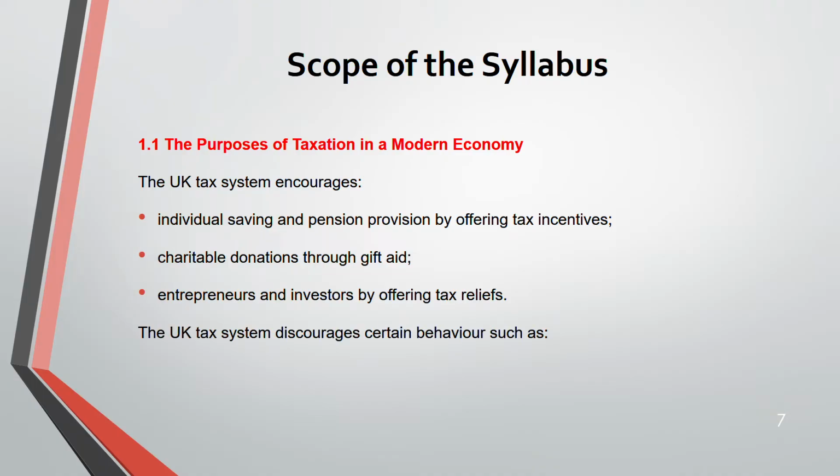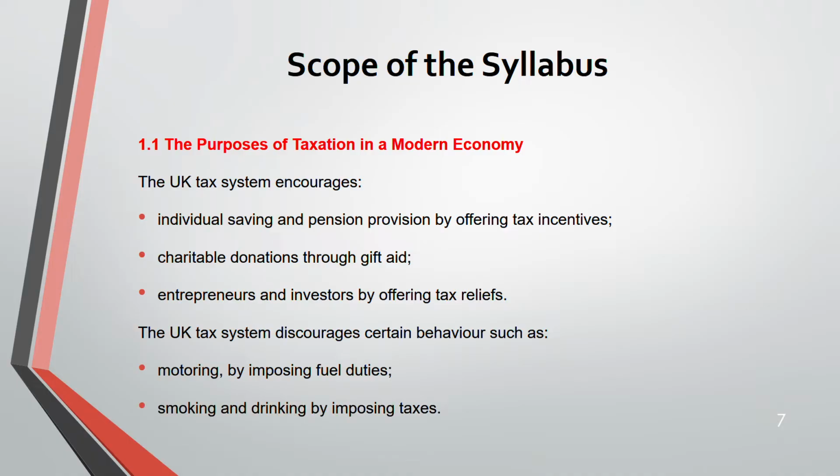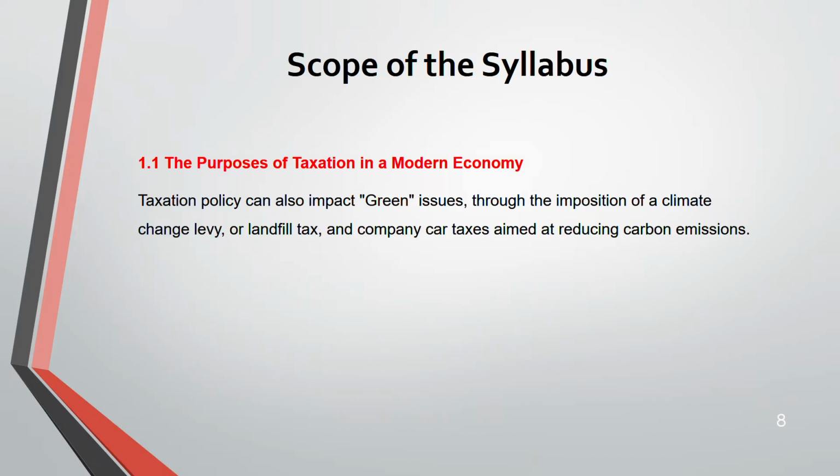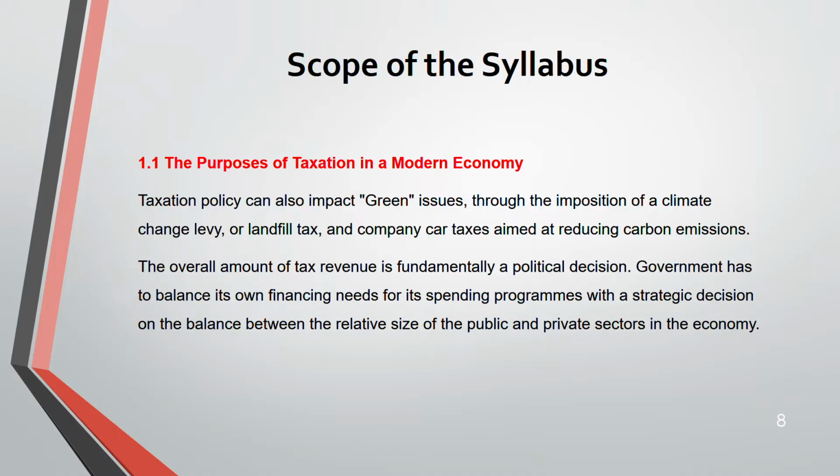But it discourages certain behavior. For example, in motoring, by imposing fuel duties. They impose fuel duties, they make transport very expensive, your means of transport, and they impose certain taxes on smoking and drinking, making it harder to consume. Next, tax policy can also impact green issues. How? They can impose climate change levy, landfill tax, company car taxes. The main aim is to reduce carbon emissions. Okay, and the overall amount of tax revenue. What should be the tax revenue? Fundamentally a political decision.